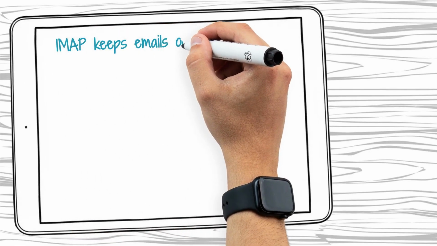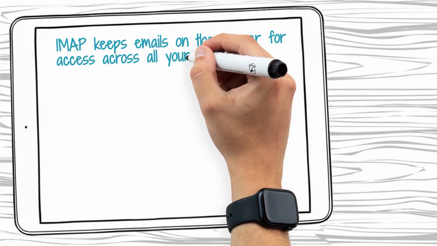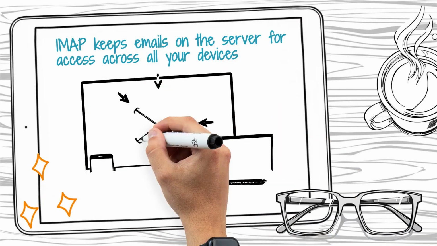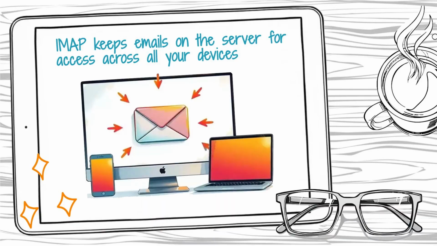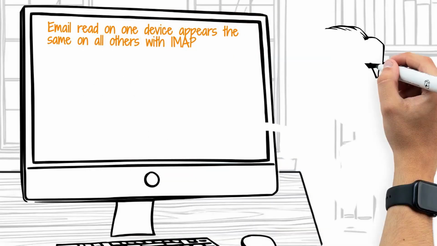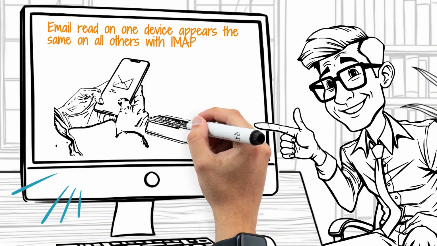IMAP, Internet Message Access Protocol. IMAP also retrieves emails, but instead of downloading and deleting them, it keeps messages stored on the mail server. This allows your inbox to stay synchronized across multiple devices. If you read an email on your phone, it will also appear as read on your laptop.